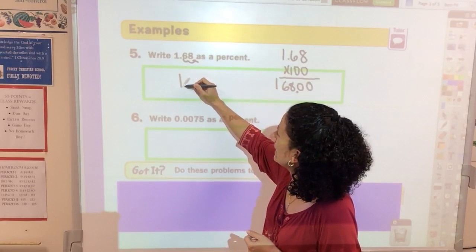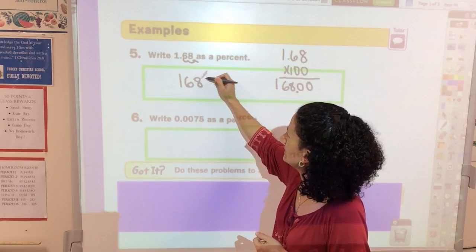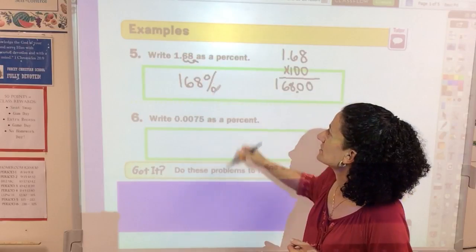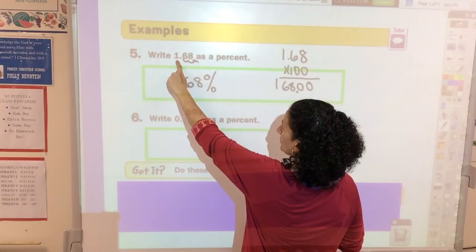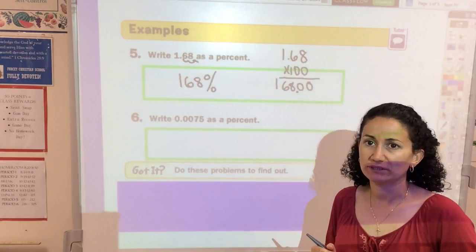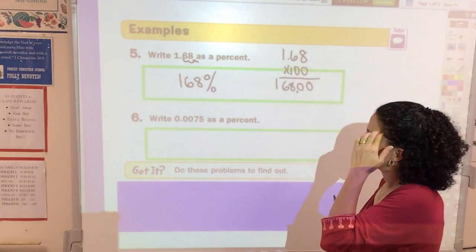So 1.68 is 168%. So if ever you see a decimal and there is a whole number, just know it's going to be more than 100% if you're changing it to a percent.